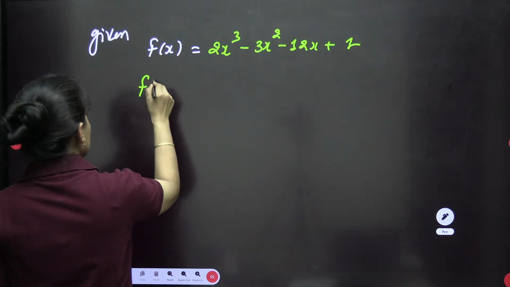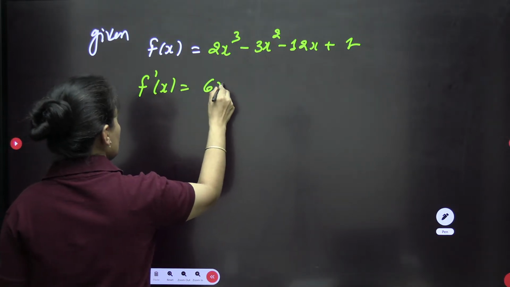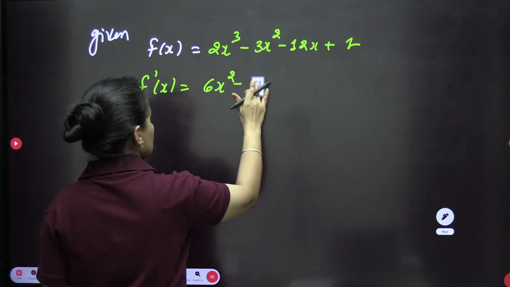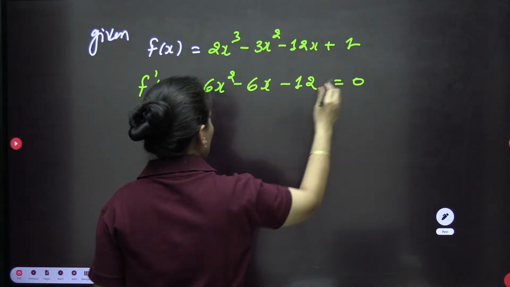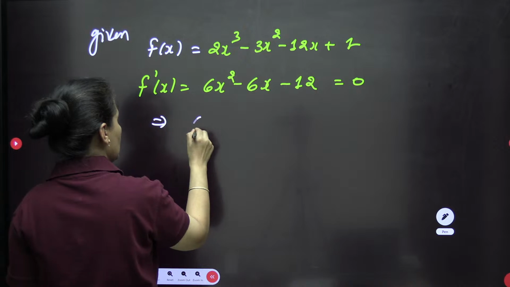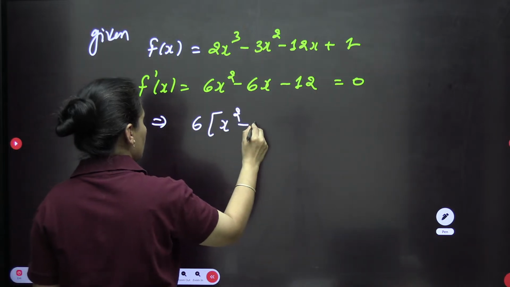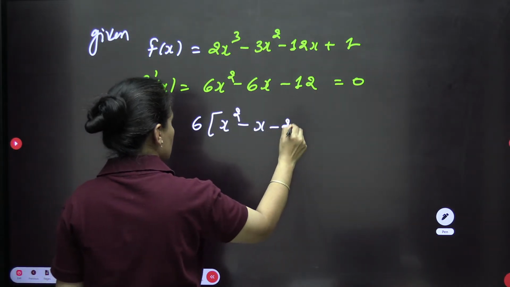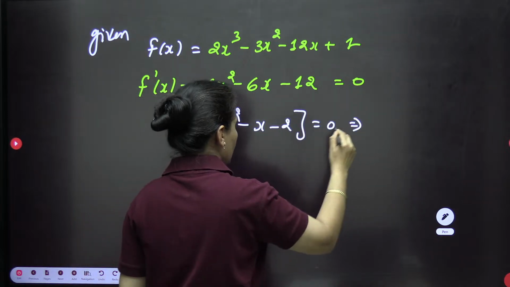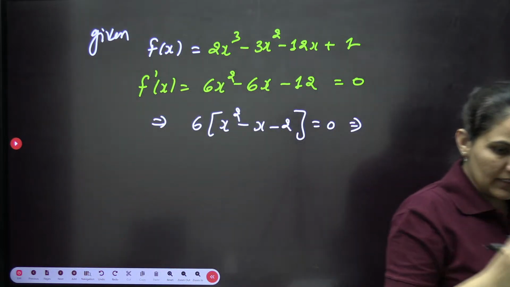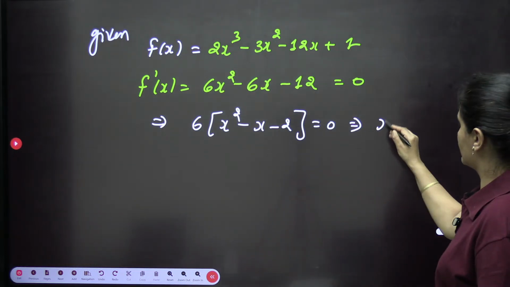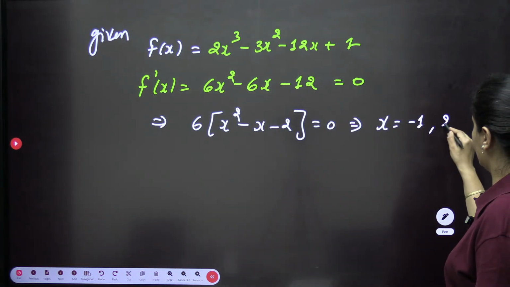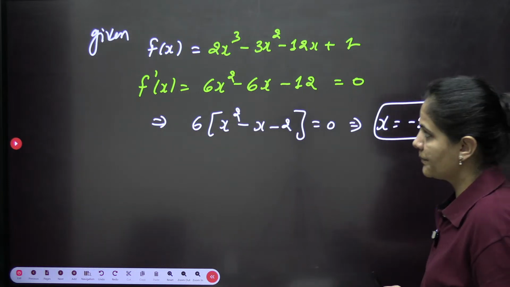So f dash x, when we differentiate, this is 6x square minus 3 into 2, 6x, minus 12. We need to put it equals to 0. Better we can write 6 common. This is x square minus x minus 2 equals to 0. When solving this quadratic equation, we get x equals minus 1 and 2. The points will be minus 1 and 2.